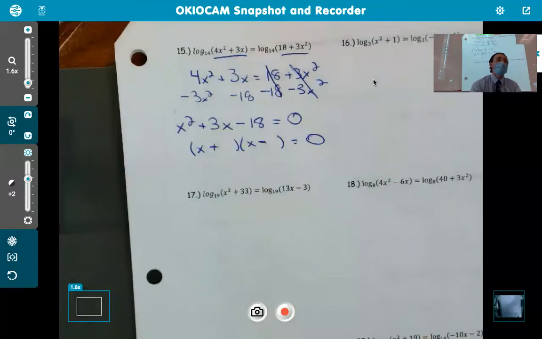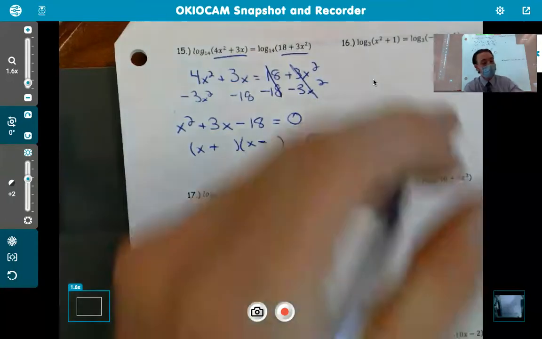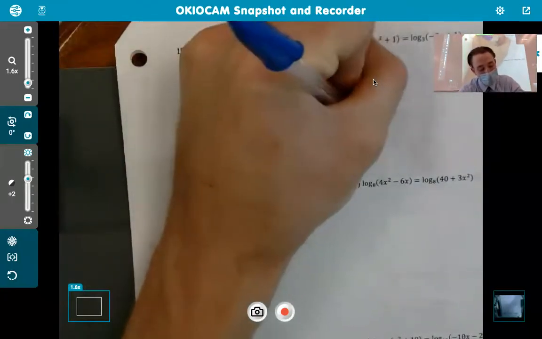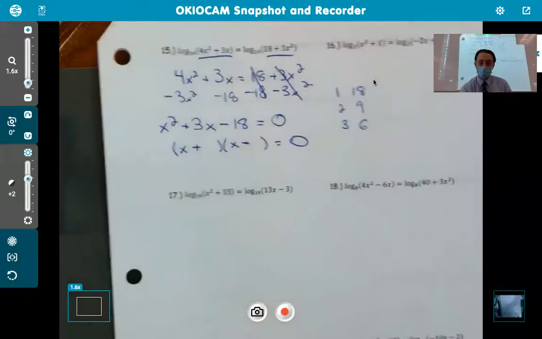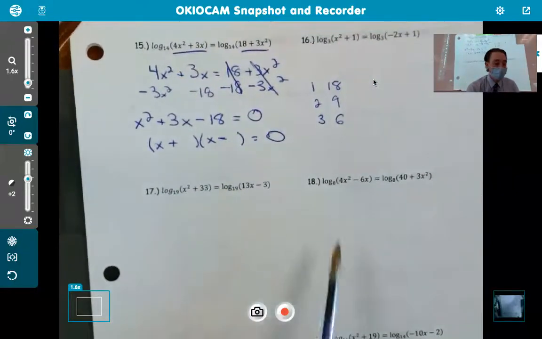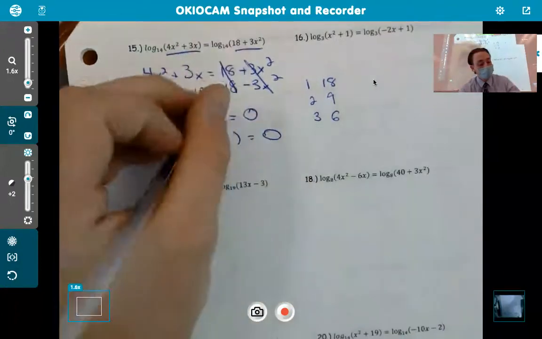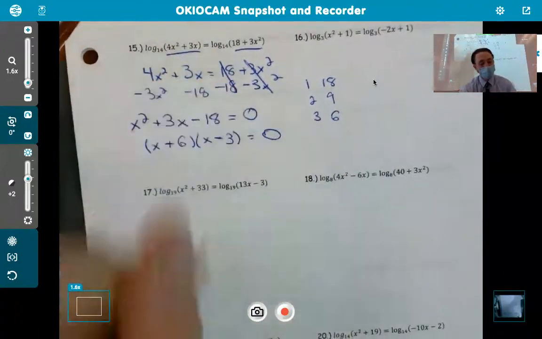All right. What two numbers will multiply to give me negative 18, add to give me positive 3? Negative 3 and positive 6. And if it helps, you can list out the factors. So I have 1 and 18, 2 and 9, 3 and 6, right? Those are all my factors. I can just plug and try and figure it out. Positive 6, negative 3.